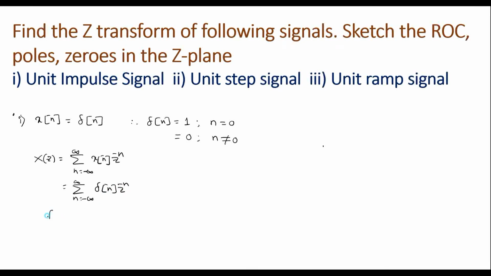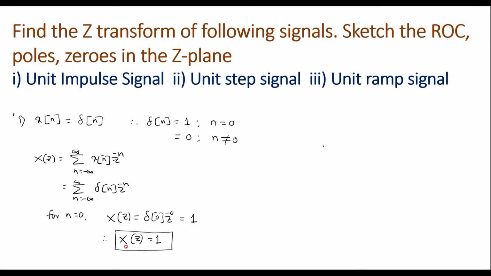Therefore, for n equal to 0 we can write x of z is equal to delta of 0 z power minus 0, which is nothing but x of z is equal to 1. Therefore, Z transform of delta of n signal is 1. Here we can observe that x of z doesn't contain any z variable. Therefore, the ROC of this is the entire z plane.